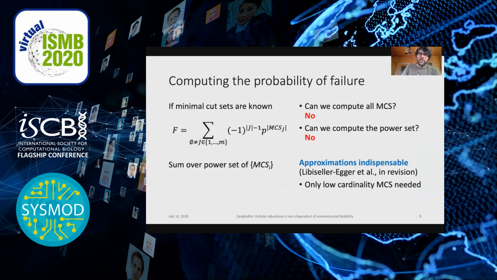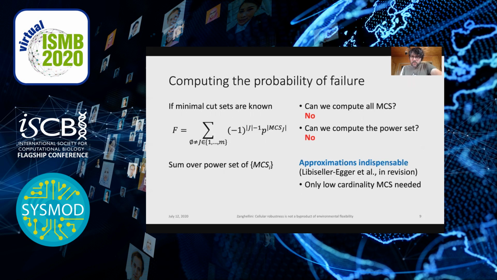Okay, now how can we actually compute the probability of failure? It turns out that we can easily compute it if we have all minimal cut sets, and here's a formula. We need to sum over the power set of all the minimal cut sets, and the power set means that we need to compute all combinations of the minimal cut sets. Now there are a couple of computational constraints and difficulties coming into play. Most important of all is: can we actually compute all minimal cut sets? And the answer is no.